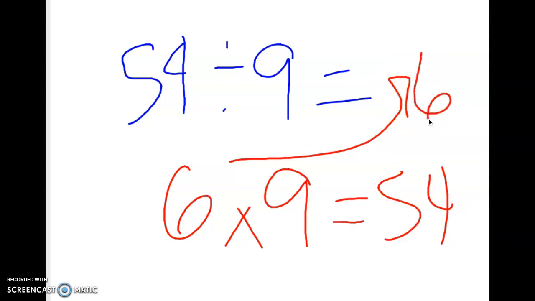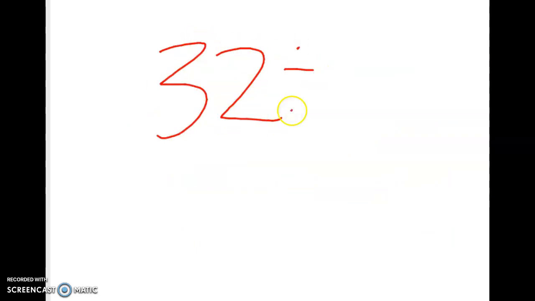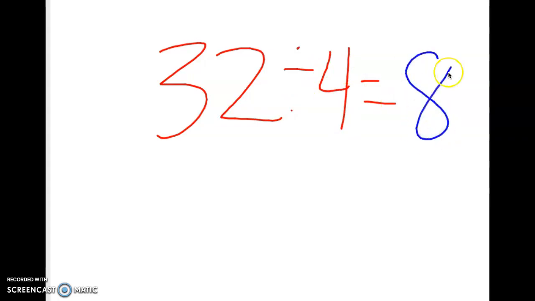All right, now we got one more. 32 divided by 4. What is 32 divided by 4? Great, 8. Now, this Edpuzzle is just to make sure you know the multiplication facts.